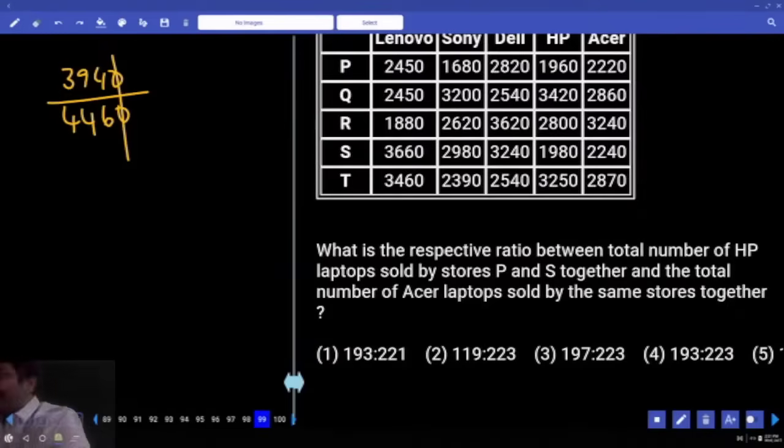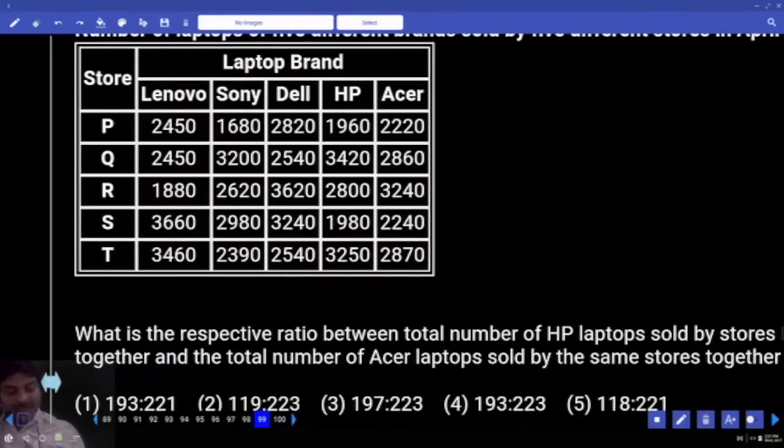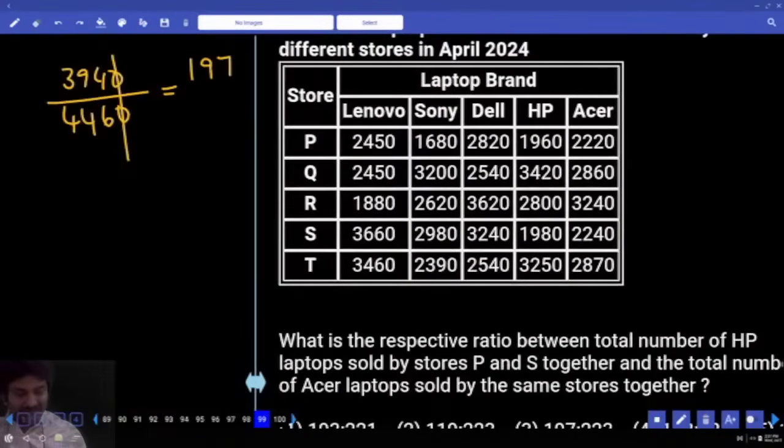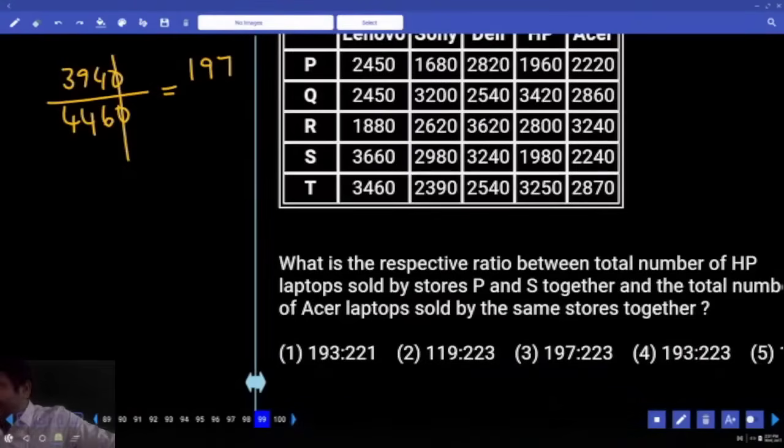When you observe your options, your first number is close to 190, correct? That means which is half of this number only? Cancellation with 2. 197. How many options are there starting with 197? Only one. None of the other values are factors of 197. So the third option is final.